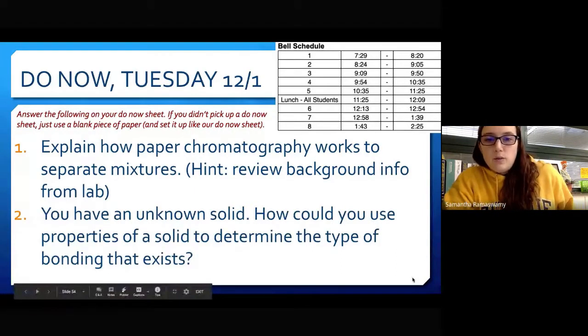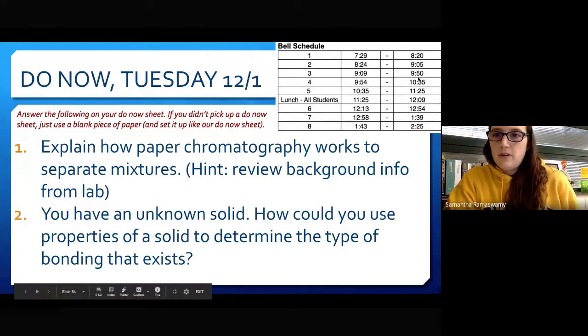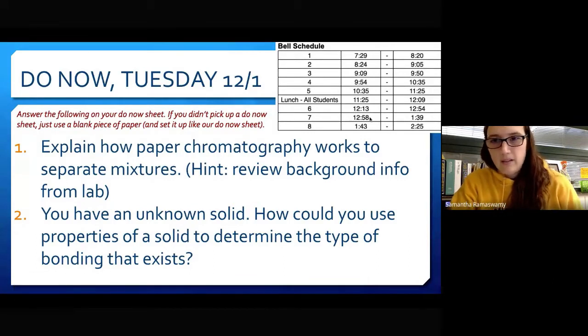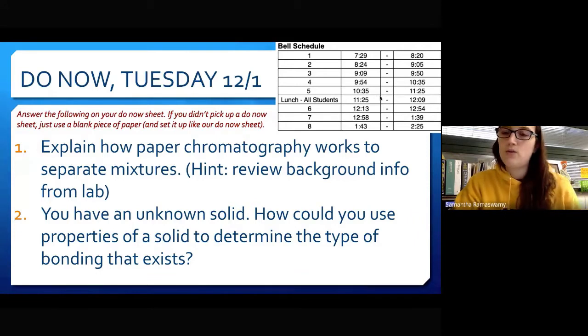All right, so before we go over the answers, notice I just put the bell schedule up here. Our class times are still the same, but fifth period, just in case you didn't see the schedule, is 10:35 to 11:25 for everyone. So if you normally eat lunch, you're not. Lunch is at 11:25 for everyone, and then we go back to sixth period.